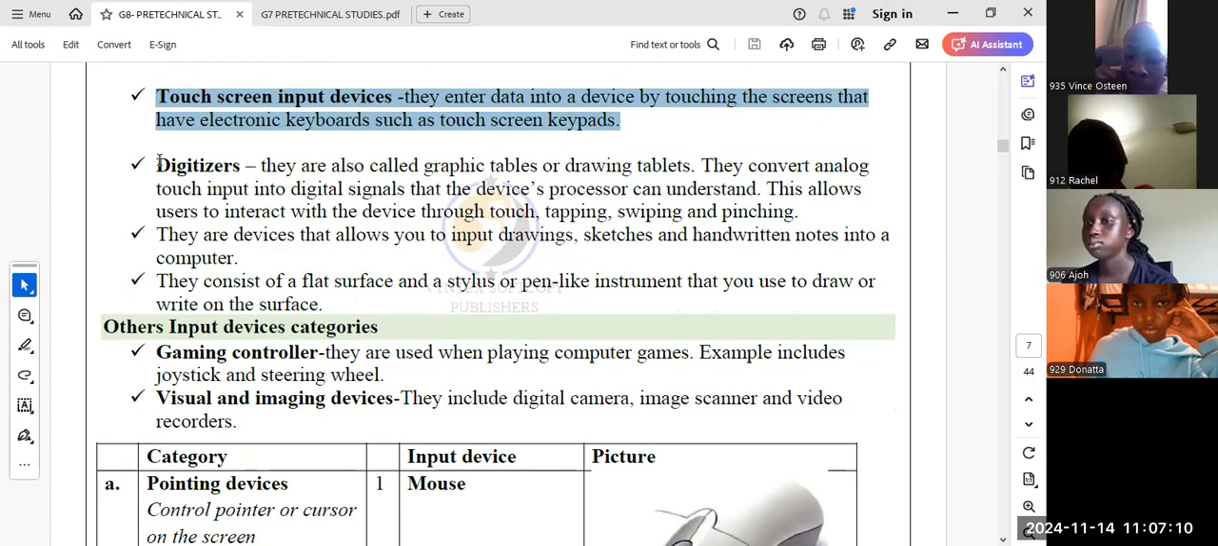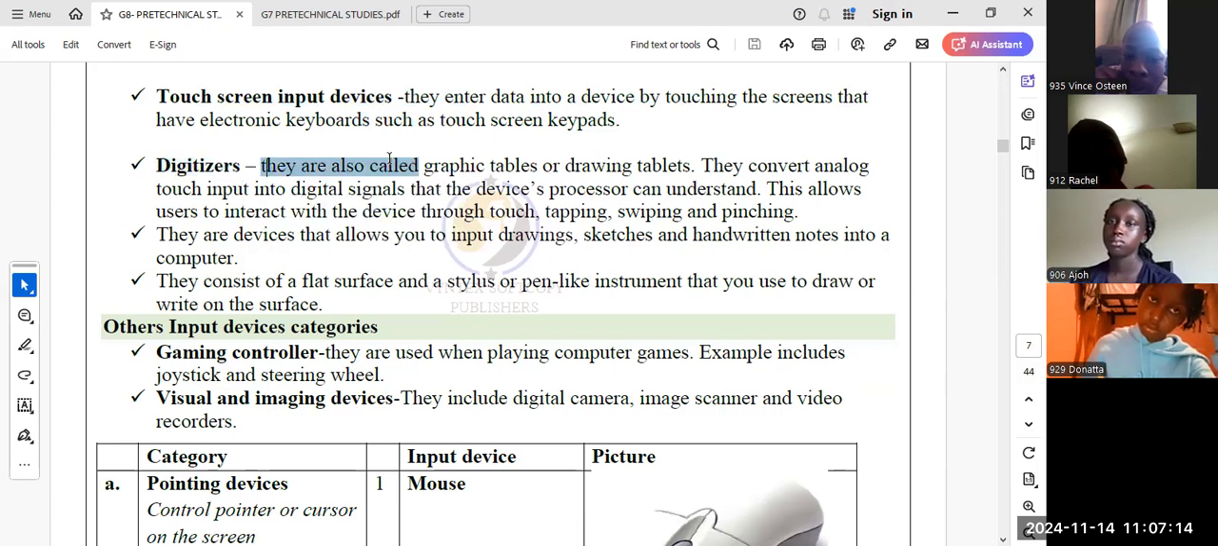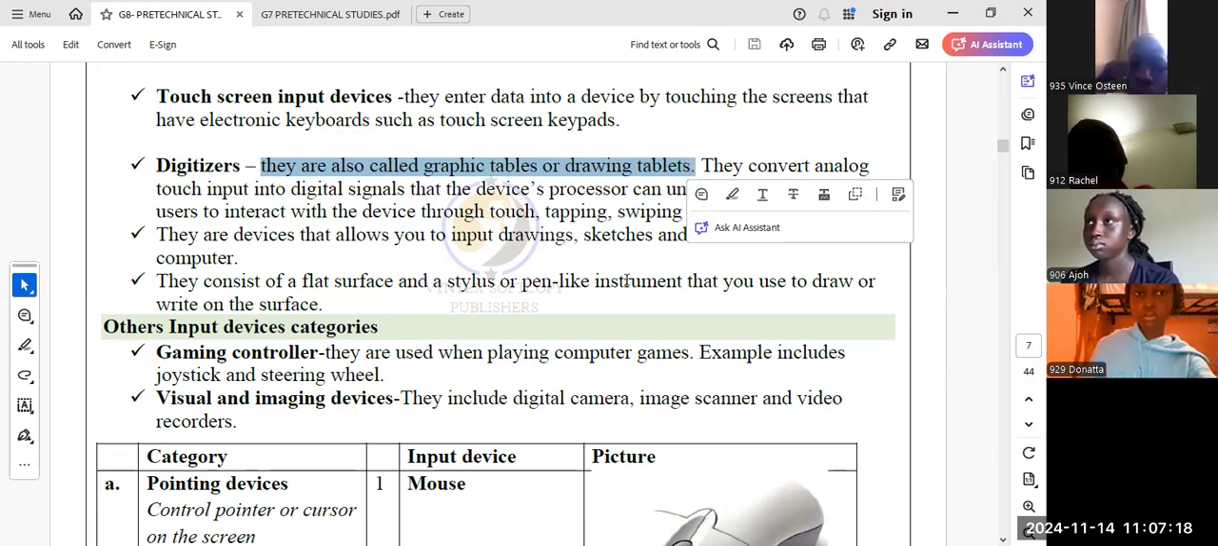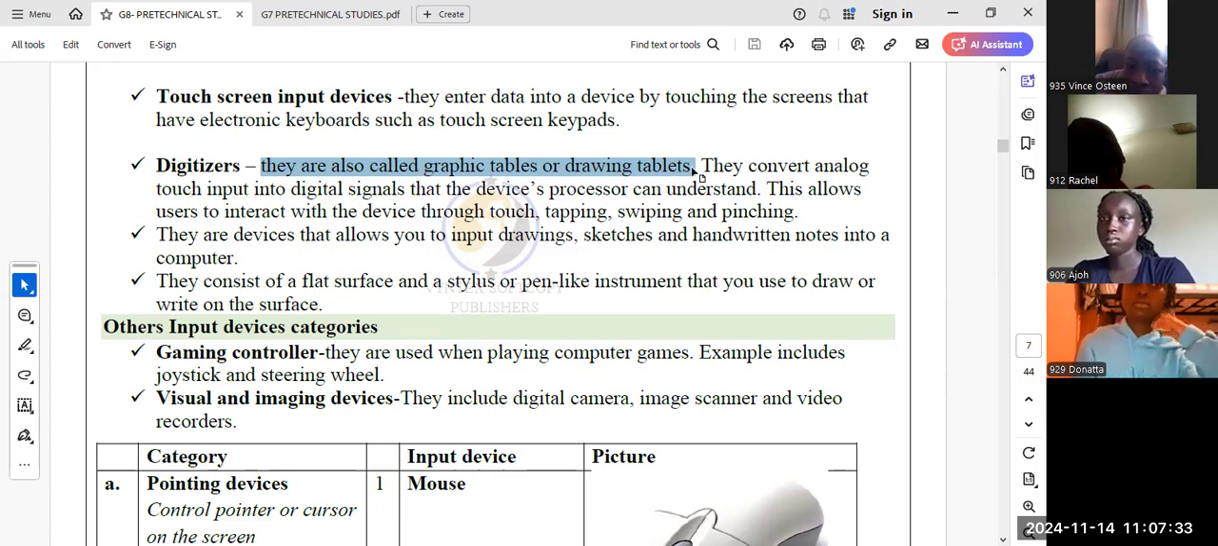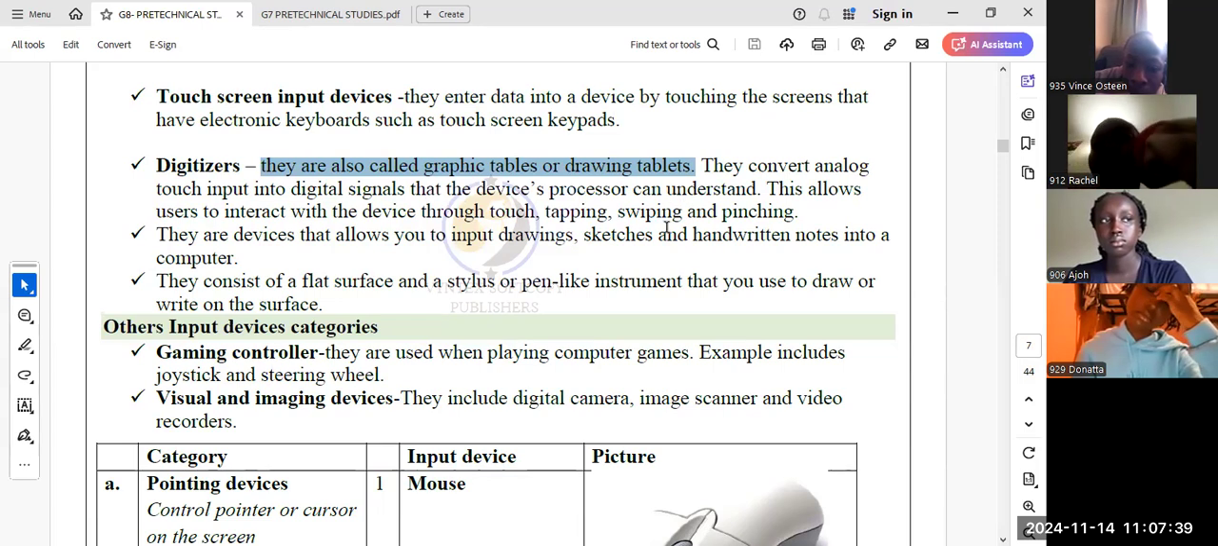Then, boys and girls, we have what we call the digitizers. Digitizers are also called graphic tables or drawing tablets. They convert analog touch input into digital signals that the device processor can understand.